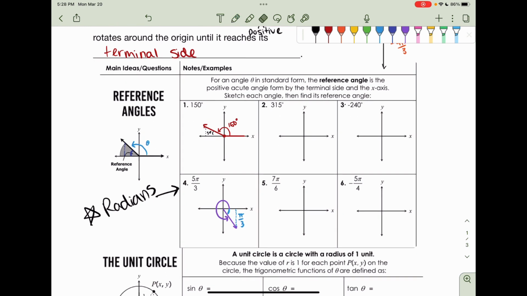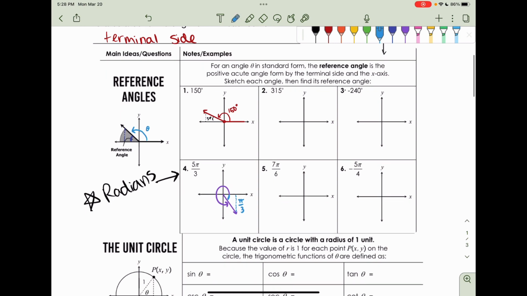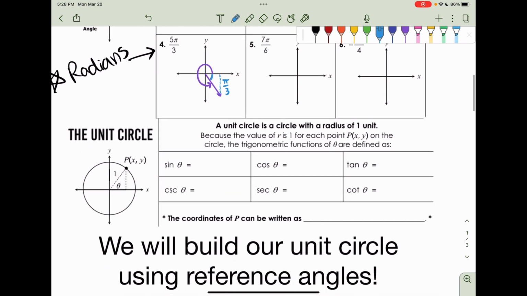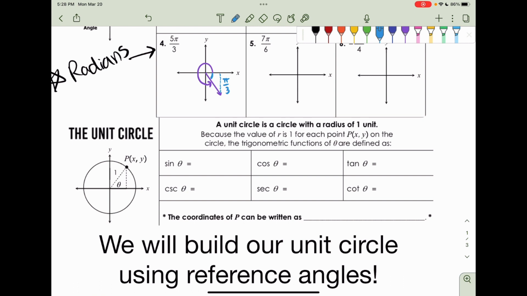Remember, negative angles just affect the direction that you go from the positive x-axis, that initial side, whether you go clockwise, which is the negative direction, or counterclockwise, the positive direction. So let's start talking about the unit circle itself. We're going to build our unit circle out of reference angles. And the purpose of the unit circle is to help us define our 6 functions and the values of them.